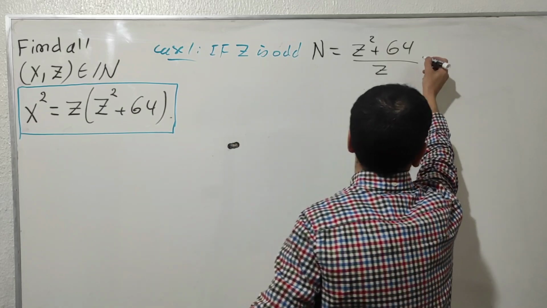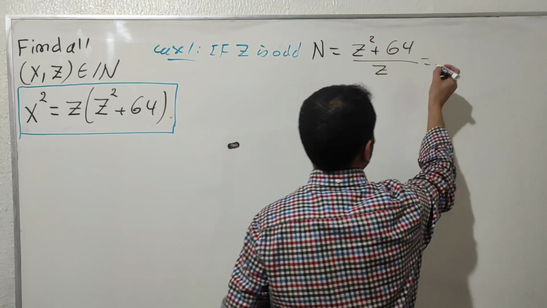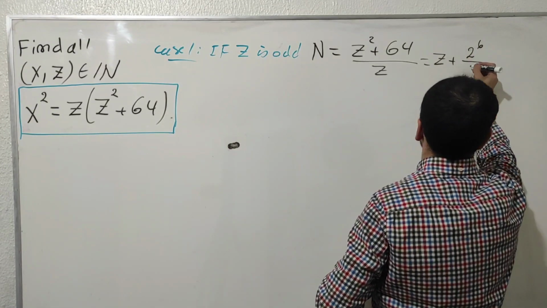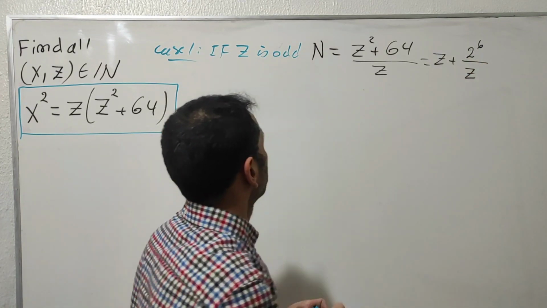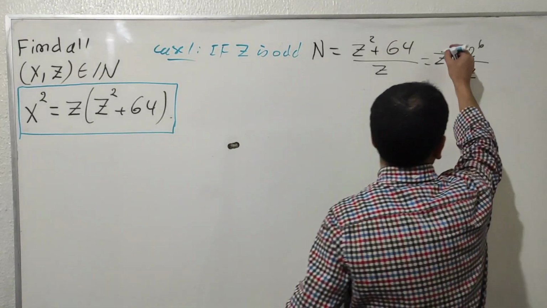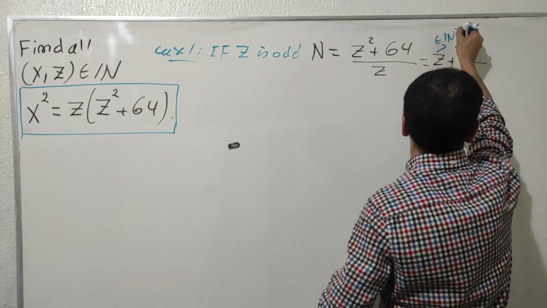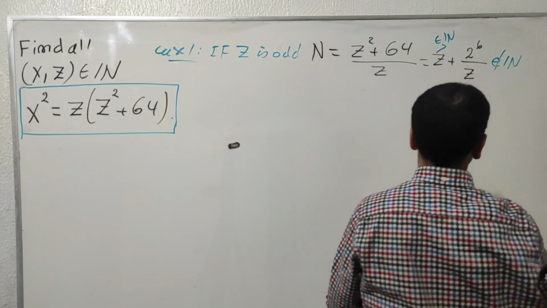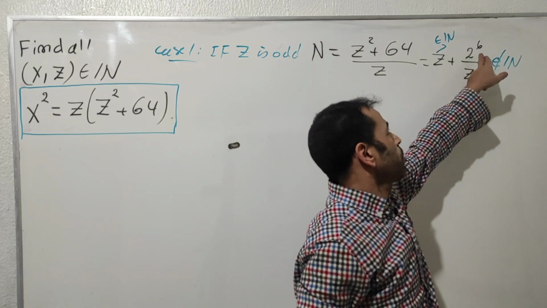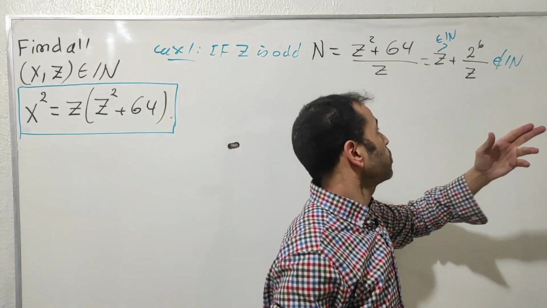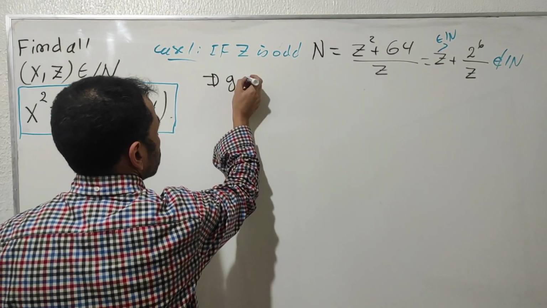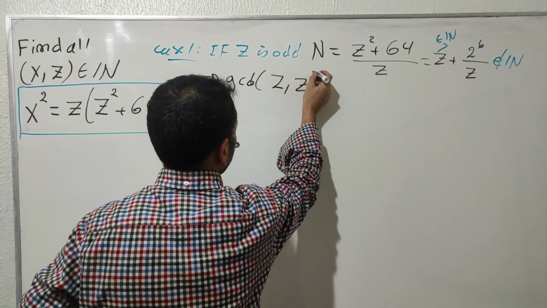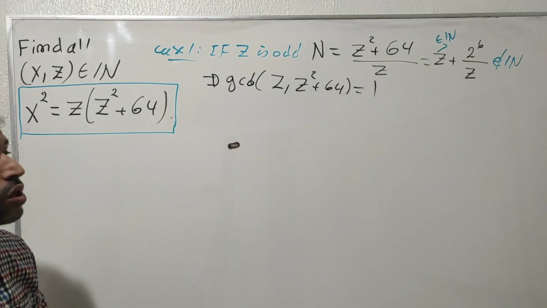Let's simplify this one more. z squared over z gives us z plus 64, which is 2 to the 6 over z. Since z is odd, this z is arithmetically a natural number, but this other term is not. Because 64 is a power of 2 and z is odd, this implies the GCD of these two terms, z and z squared plus 64, is going to be 1.